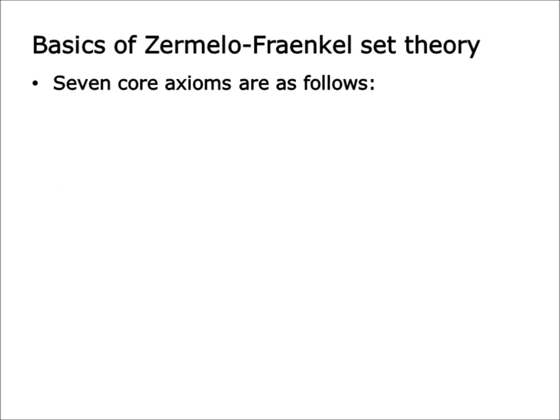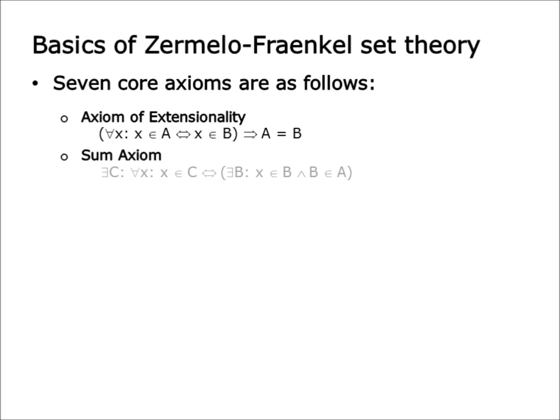Now let's take a look at the 7 core axioms of Zermelo-Fraenkel set theory. The axiom of extensionality states that any 2 sets with the same members are to be considered as equal. The sum axiom states that for any set A of other sets, one can form another set C comprised of all elements belonging to the sets contained in A.